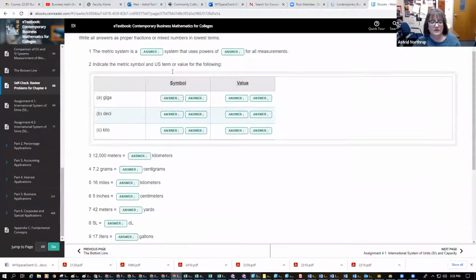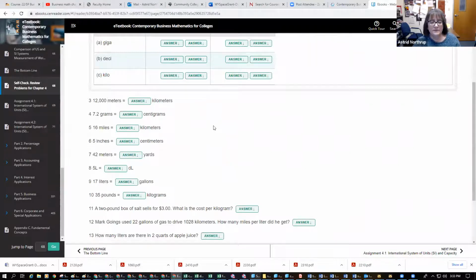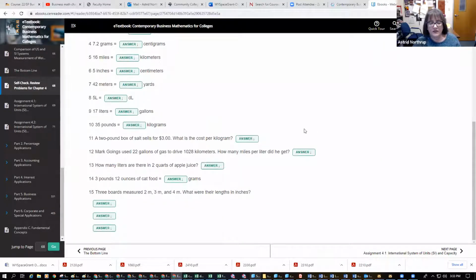And then the self-check review does the same thing. This is called converting, going back and forth between the two systems. Make sure that you do this using the stair step converter or a piece of paper, because you're not going to be allowed to have your calculator on the exam. So make sure that you're comfortable with these things.